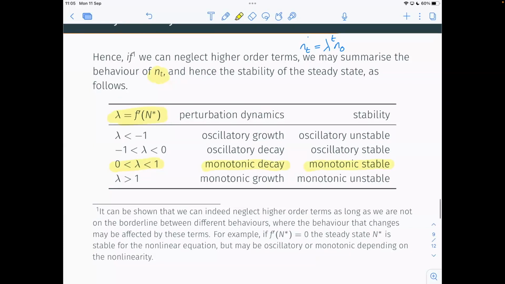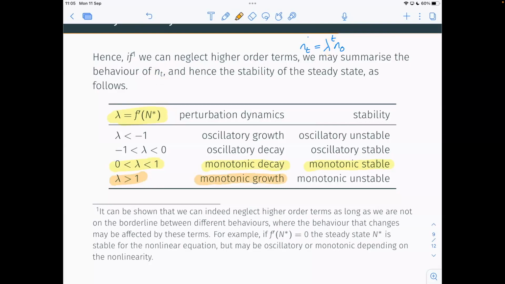Okay, what about if lambda is greater than 1? Well, here we're going to have exponential growth because this lambda to the power of t is going to be something greater than 1 taken to the power of t, and t gets very large, so that's going to keep growing, just like our population sizes that grow exponentially.